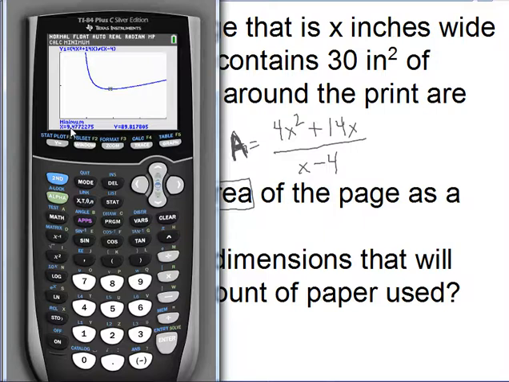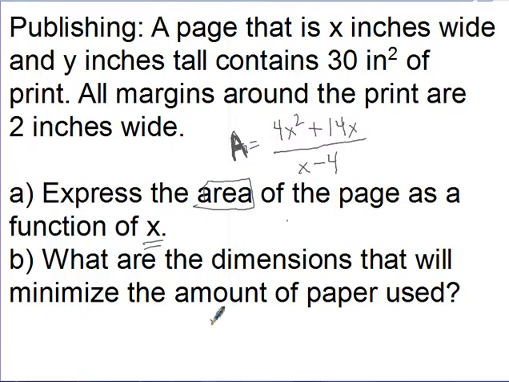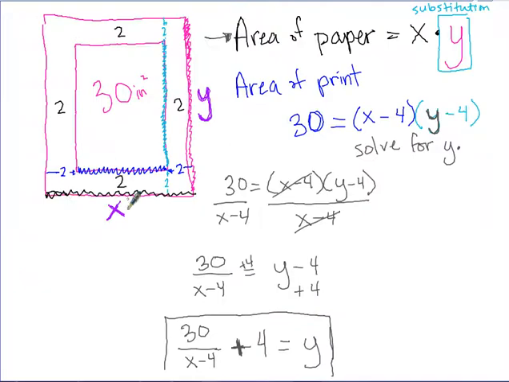So when x is 9.47, I'm going to round up to 9.5 inches. That's going to be the width of my piece of paper that will give me the smallest paper possible to still have this 30 square inches of print.